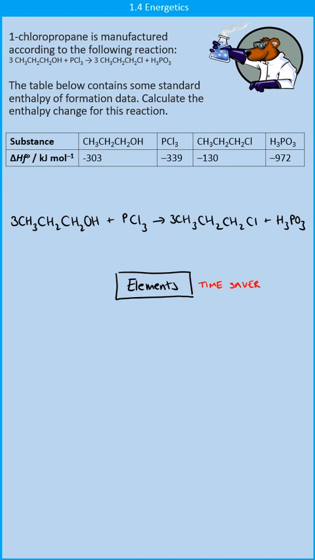The next thing I'm going to do is to draw arrows representing each one of these enthalpy changes of formation. So think about what formation is. It's the elements turning into the compounds. So each one of these arrows needs to go from the element box to the compound.